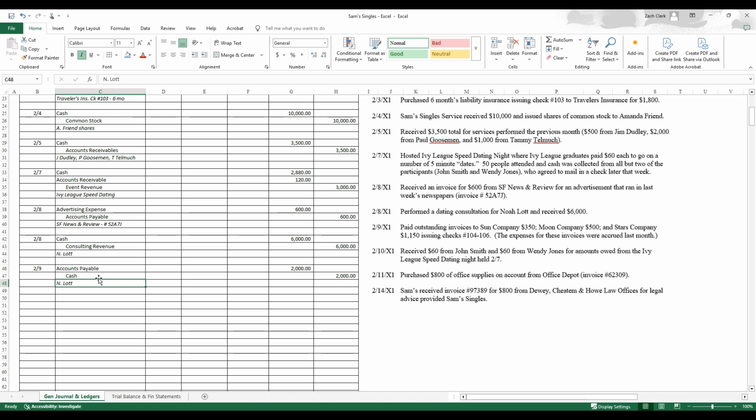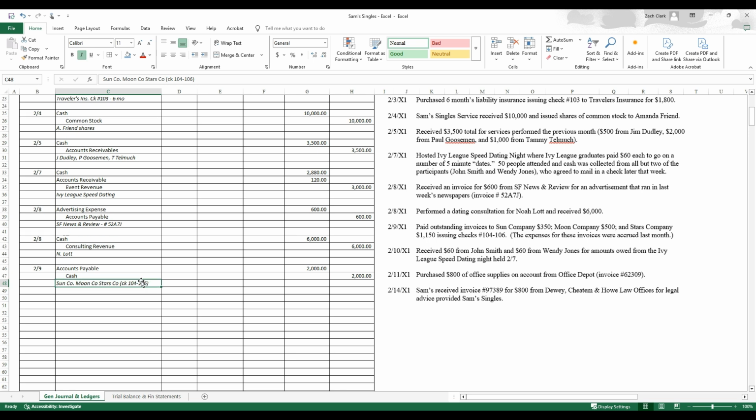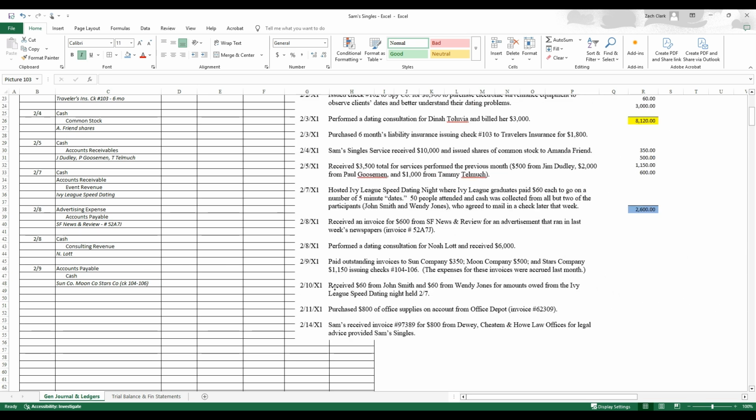And let's say it's checks. Let's put a Sun Co, Moon Co, Stars Co, check 104-106. And we can stretch this out again a little bit. Okay, so that's that, and then great. And then let's update our subledger again.